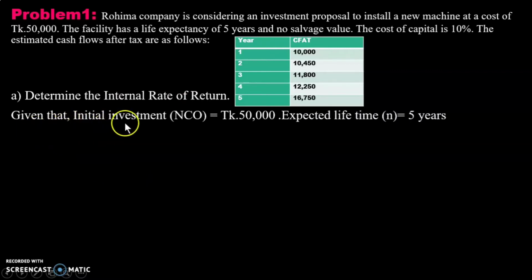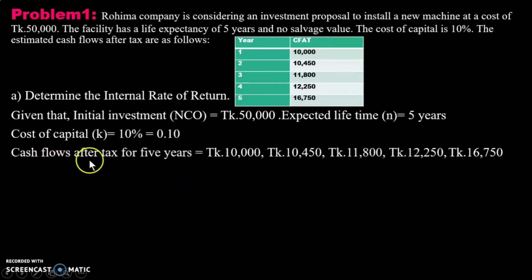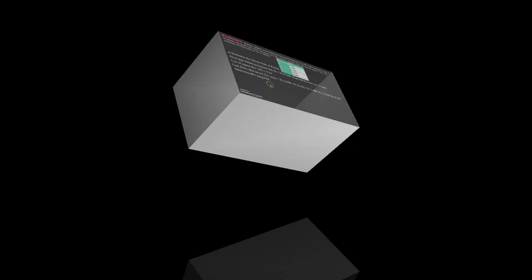Given in the question: initial investment or NCO taka 50,000, expected life or N equals 5 years, cost of capital K equals 10%, that is 0.10. Cash flows after tax for 5 years: first year taka 10,000, second year taka 10,450, third year taka 11,800, fourth year taka 12,250 and fifth year taka 16,750. We will be using the present value interest factor.